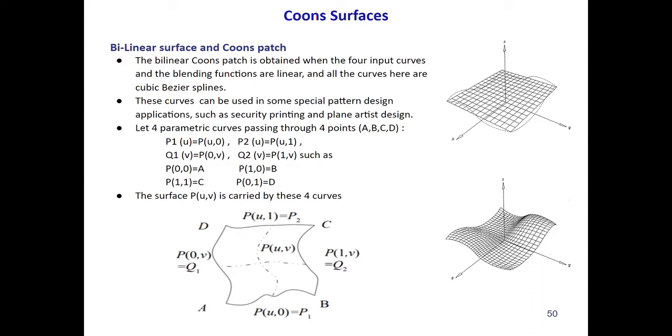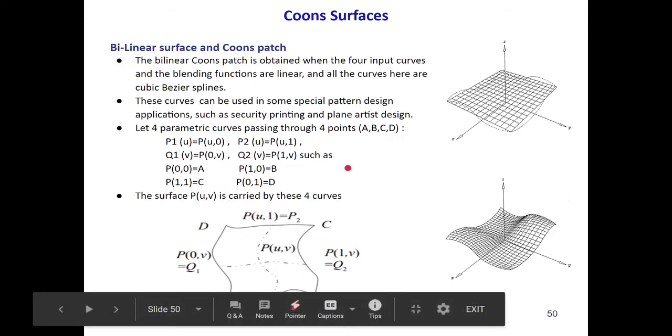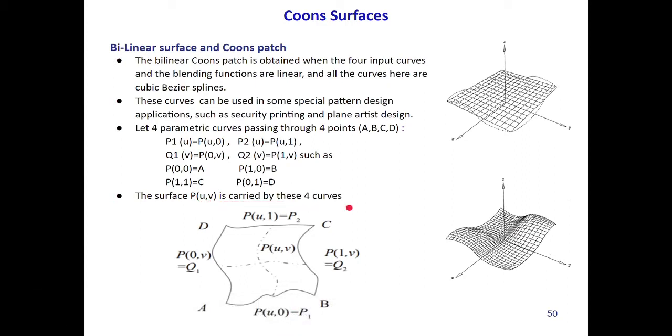Now there are four different input curves: P1, which is between A and B; P2, which is between D and C; Q1, which is between A and D; and Q2 between B and C. These are the four input curves, and these were the four input points. And these are the equations which represent these points and the input curves. And the final surface, which is right here, P(u,v), represents our final Coons surface, which is carried by these four curves.